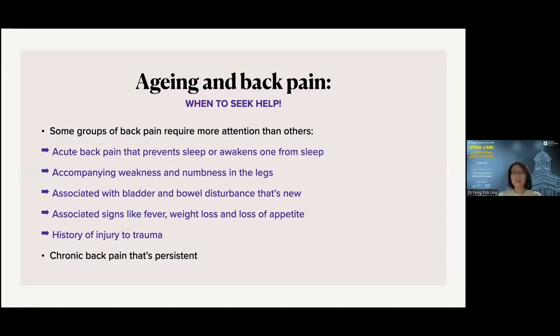Accompanying symptoms of weakness and numbness in the legs are also something that we need to be concerned about, because this would mean that there's some degree of nerve compression. Associated bladder and bowel disturbances that are new and not previously seen in oneself, and systemic signs like fever, weight loss, loss of appetite, are also important things that will make you want to sit down, stop, and take stock on what exactly has happened to yourself and your back pain.